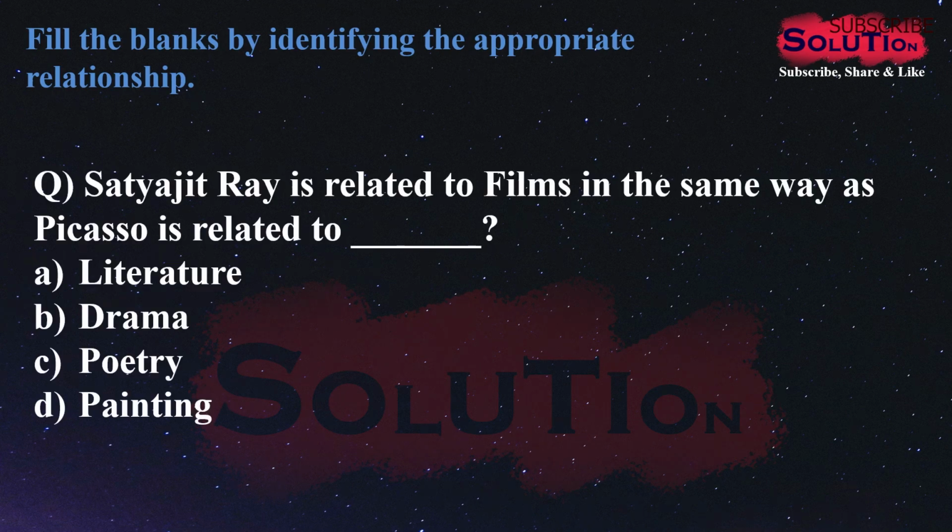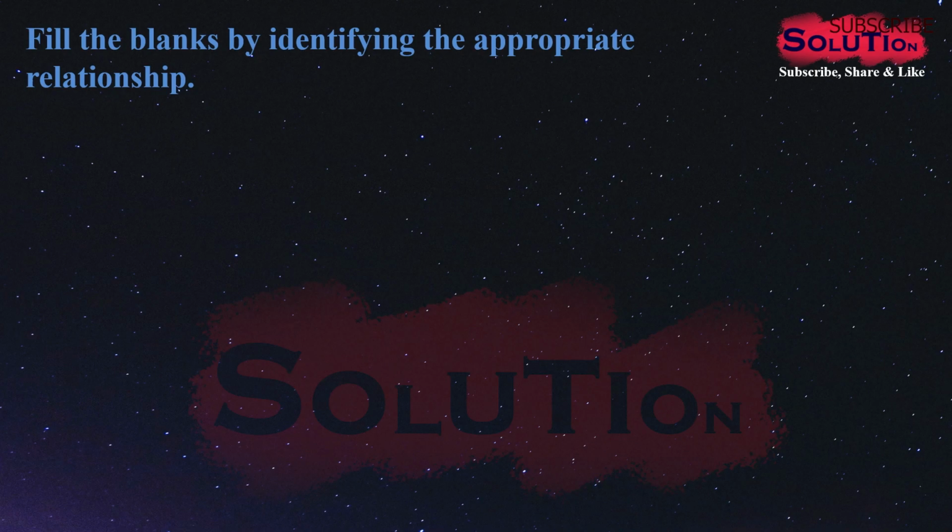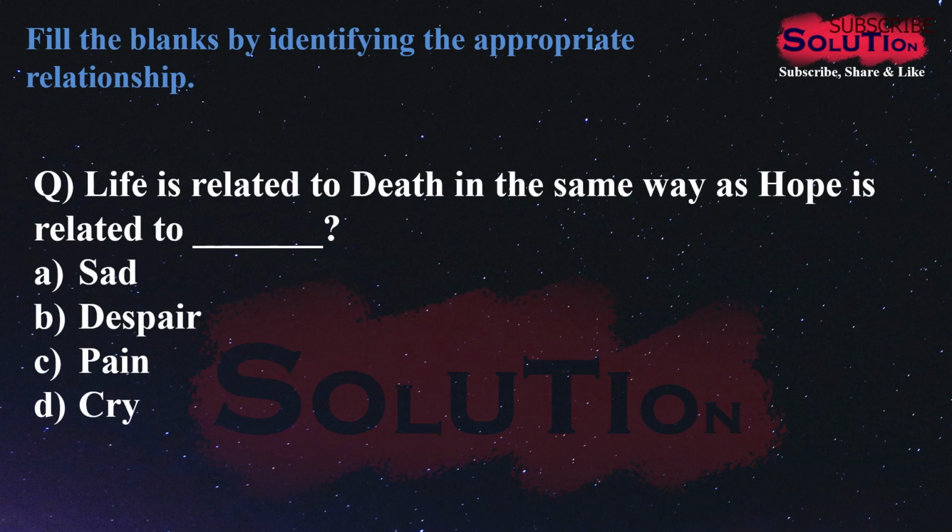Moving on to the next question: Satyajit Ray is related to films in the same way as Picasso is related to. Satyajit Ray is related to films, he produced films, right? And Picasso, he usually paints. Okay, so Picasso, famous Picasso. So this is how you will have to find out the missing words.